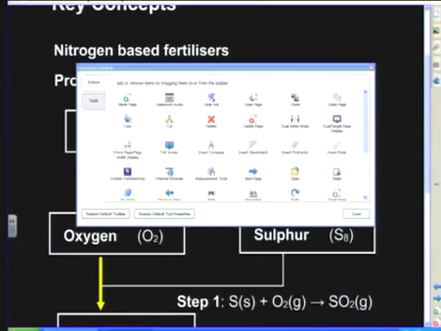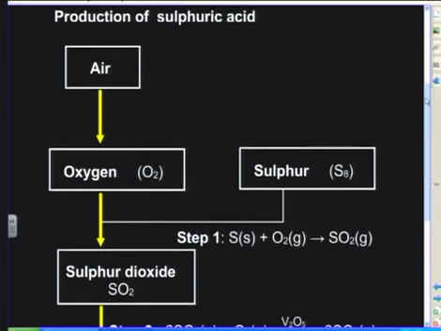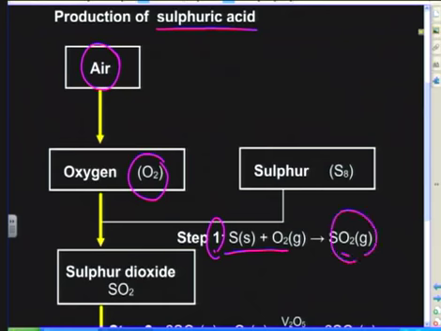Now that sulfuric acid, because it is there, how do we get to have the sulfuric acid? Okay, how do we end up having sulfuric acid? Let's look at it. Production of sulfuric acid. Again, from air, we know that. We've got the oxygen, and it's again fractional distillation, we get the oxygen. Oxygen in step 1 is made to react with sulfur to give us sulfur dioxide.